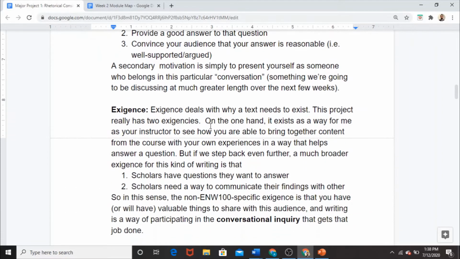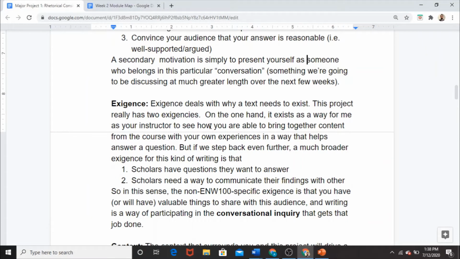In terms of the exigence, right? So remember, exigence is sort of the thing that needs to be addressed, right? The reason the text exists. And this is a little bit different from the motivation, right? So this piece has kind of two different exigencies, right? One is because this is a class and it's being assigned, right? And so it exists because I need a way to see your writing, right? And I need a way to see how through writing you are able to synthesize and analyze the content that we have been discussing last week and that we'll be talking about this week, as well as your own experiences.